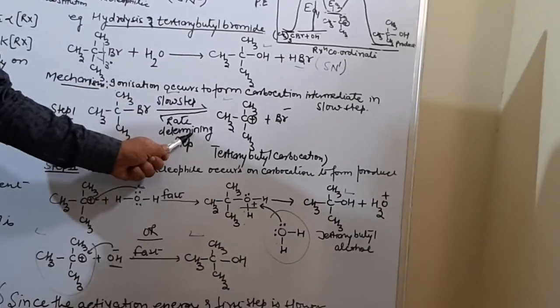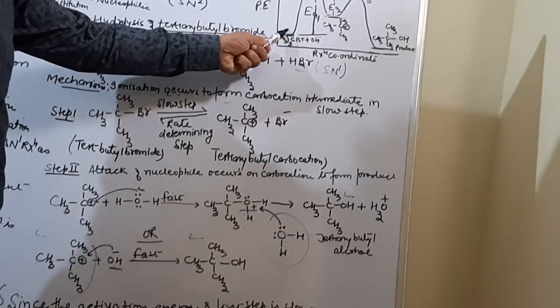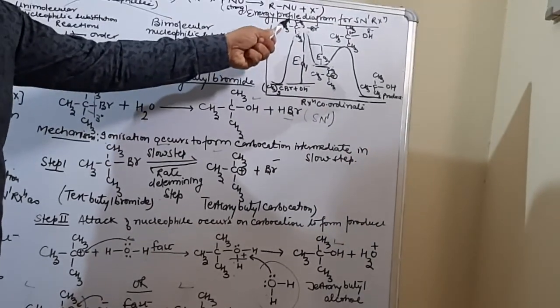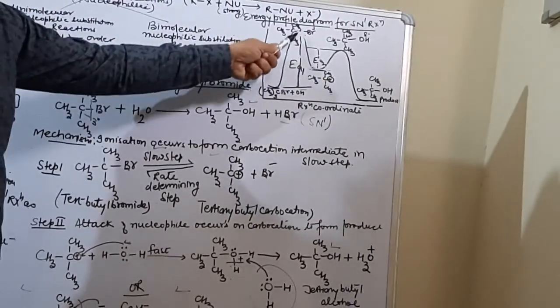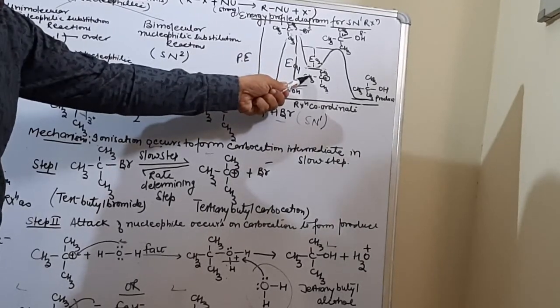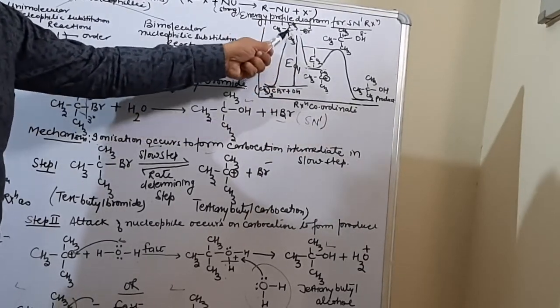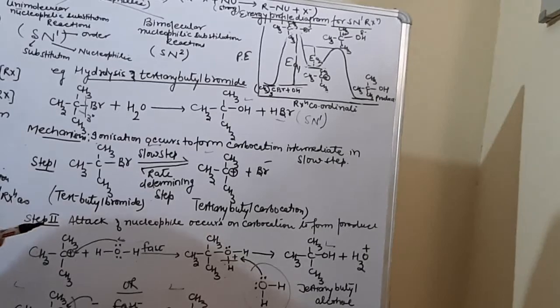So if someone asks you, how do you know that the first step is the slow step, and how do you say that the first step is the slow step? Because the activation energy barrier in this case is high, so it will take more time for the reactant to get converted into the intermediate product. So this will be the slow step of the reaction.